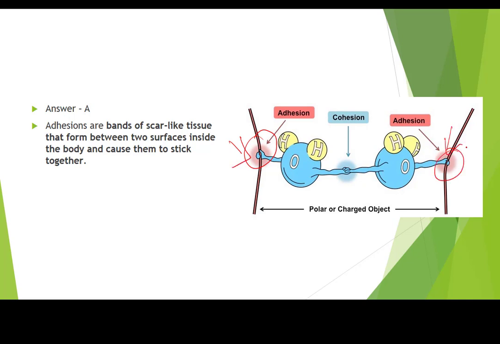Adhesions are bands of scar-like tissue that form between 2 surfaces inside the body and cause them to stick together. You can compare this to cohesion, like H2O, a polar or charged object, where these 2 stick together, which is called cohesion. The tissue that sticks between 2 surfaces inside the body is called adhesion.